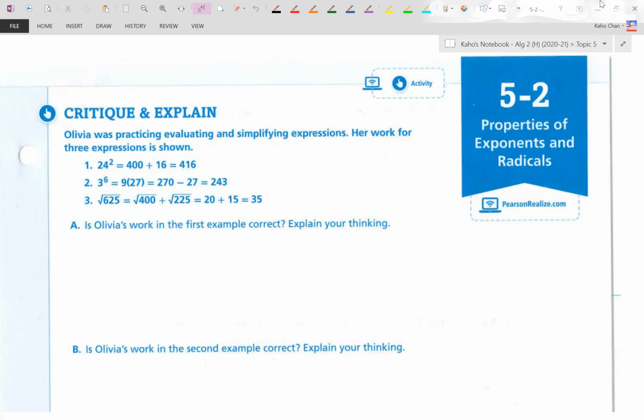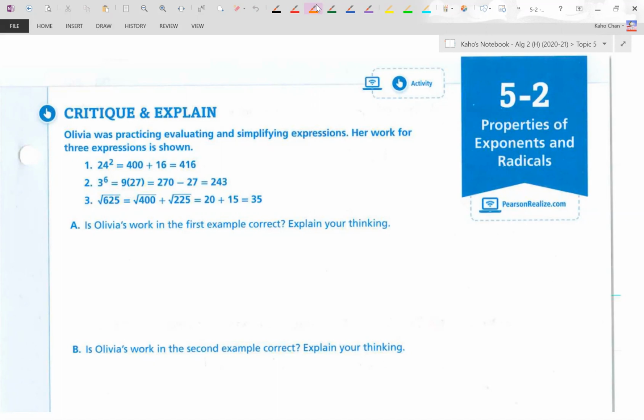All right. Olivia was practicing evaluating and simplifying expressions. Her work for 3 expressions is shown. Number 1, 2, and 3. Is Olivia's work in the first example correct? Explain your thinking. So right now we have 24 squared.